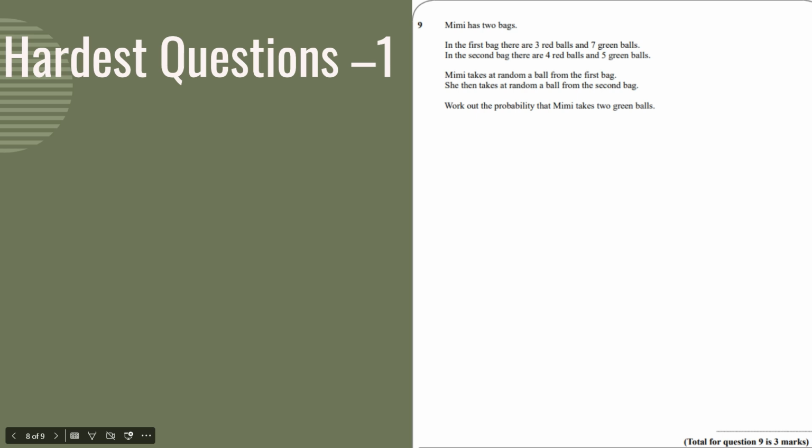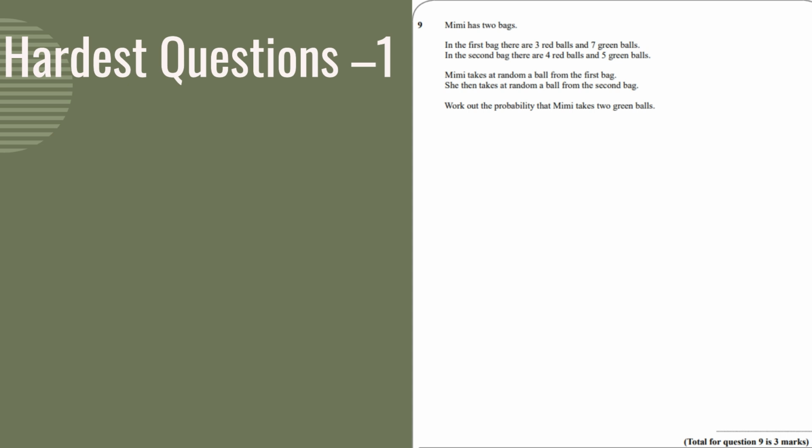So, Mimi has 2 bags. In the first bag, there's 3 red balls and 7 green balls, and in the second bag, there's 4 red balls and 5 green balls. Mimi takes, at random, a ball from the first bag. She then takes, at random, a ball from the second bag. Work out the probability that Mimi takes 2 green balls.